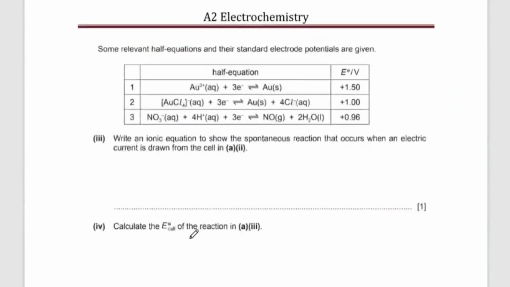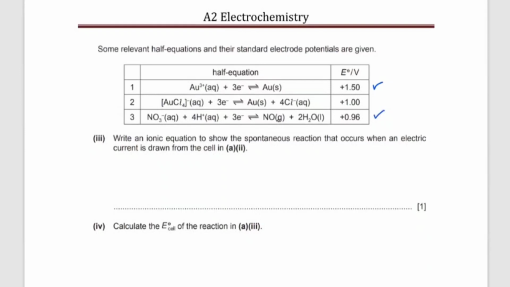So he's saying, write an ionic equation to show the spontaneous reaction that occurs when an electric current is drawn from the cell. So what is the spontaneous reaction? There were two electrodes, right? The equations are given. So it's Au and Au ions, and the other one was nitric acid and NO gas. So I think it's the third one, right?